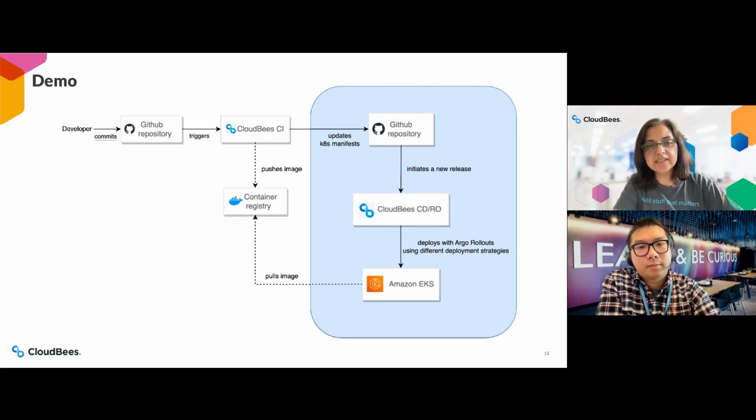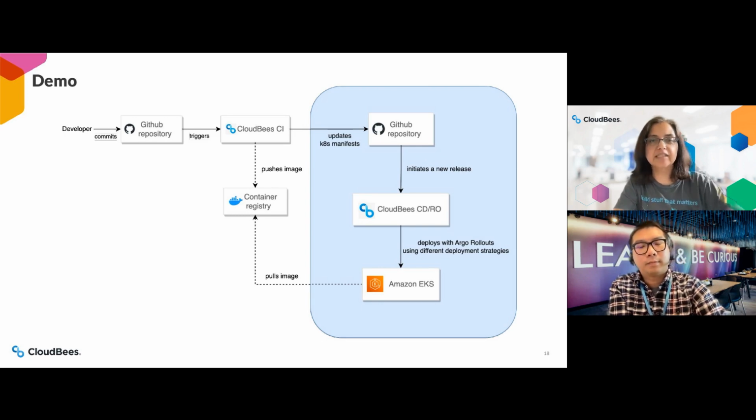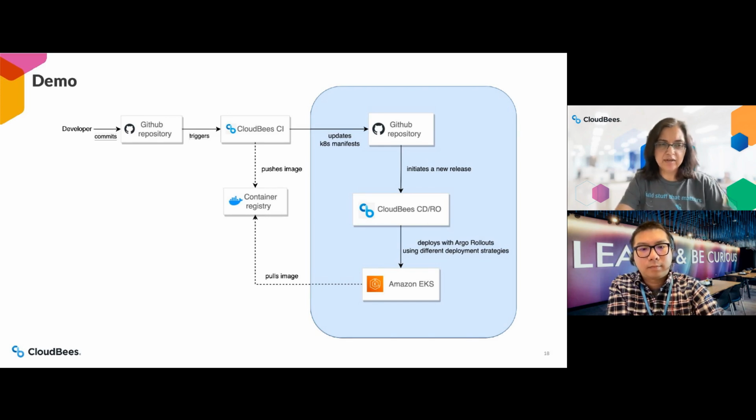So that check-in also happens to a Git repository, and this in turn would trigger the deployment process or the release process for releasing your new version of your application into the Kubernetes cluster. So this blue part is what we'll focus on in today's demo and see how all of this works together in CDRO with Argo Rollout deploying into an Amazon EKS cluster.